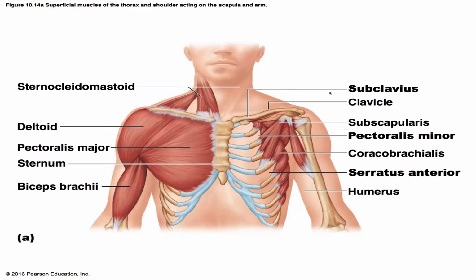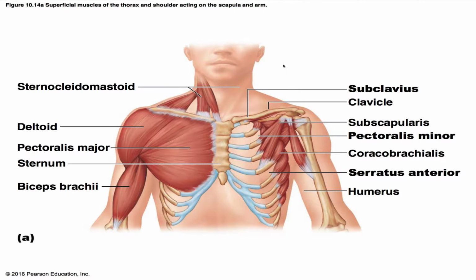So the first muscle that we're going to be looking at is the pectoralis minor muscle. This is a flat, thin muscle that's directly underneath the pectoralis major. Its origins are the anterior surface of ribs 3, 4, and 5, or sometimes between ribs 2, 3, and 4. The insertion is the coracoid process of the scapula. It's innervated by the medial and lateral pectoral nerves.